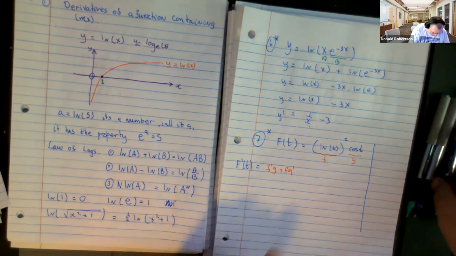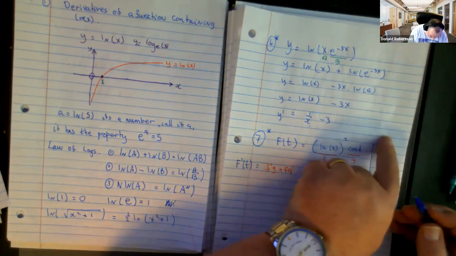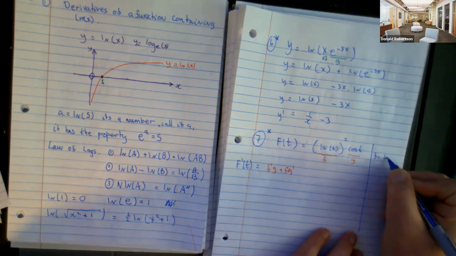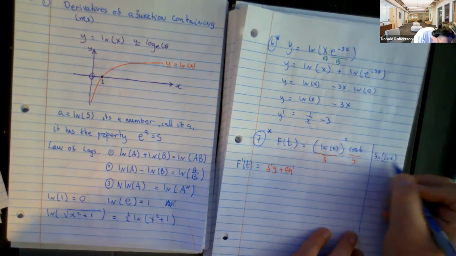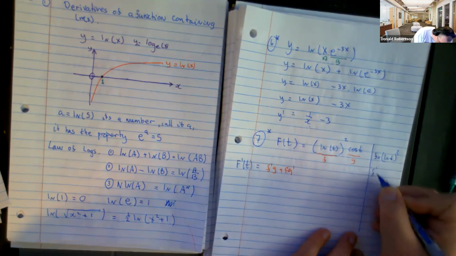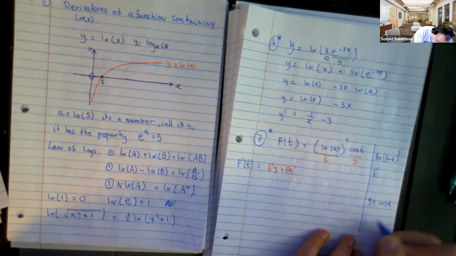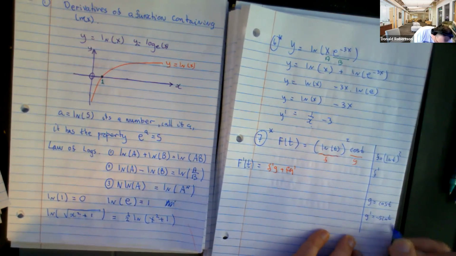But when I get an awkward or ugly product rule, I like to do the working at the side. So f is a natural log of t squared. We'll figure out its derivative. And g is just a cosine. Well, its derivative is easy. It's negative sine t.